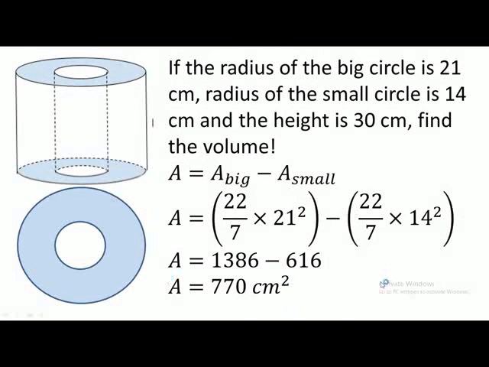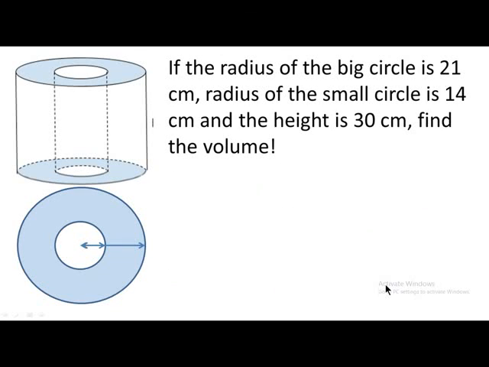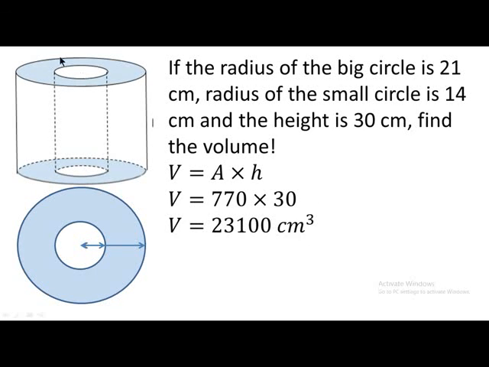After we find the area of the cross section, we can find the volume of this three-dimensional shape. The volume is the area times the height. So we have found the area of the cross section, which is 770, multiplied by the height. The height is 30 centimeter. So the volume of this three-dimensional shape is 23,100 centimeter cube.